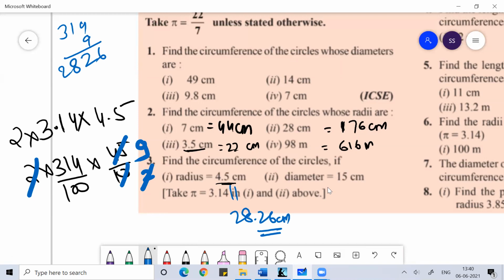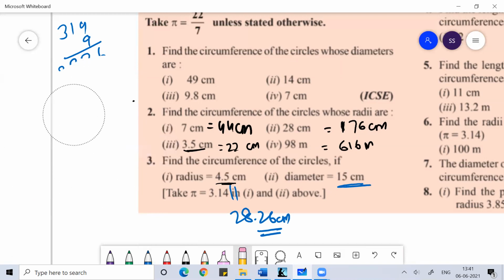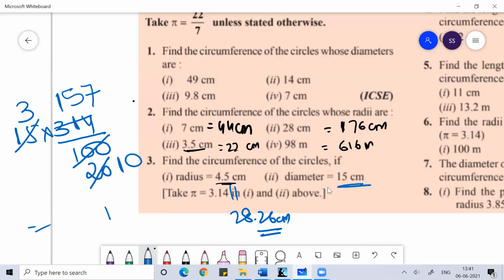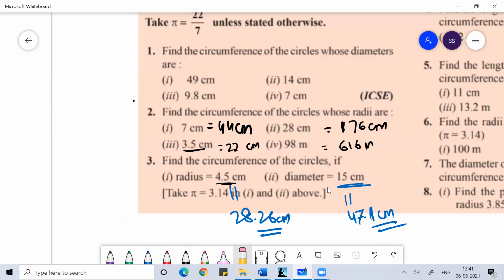Yes, sir. Now, what about this? If the diameter is 15, then the circumference is pi d. Multiplying, we get 47.1 centimeter. Any doubt, Dhoni? No, sir.